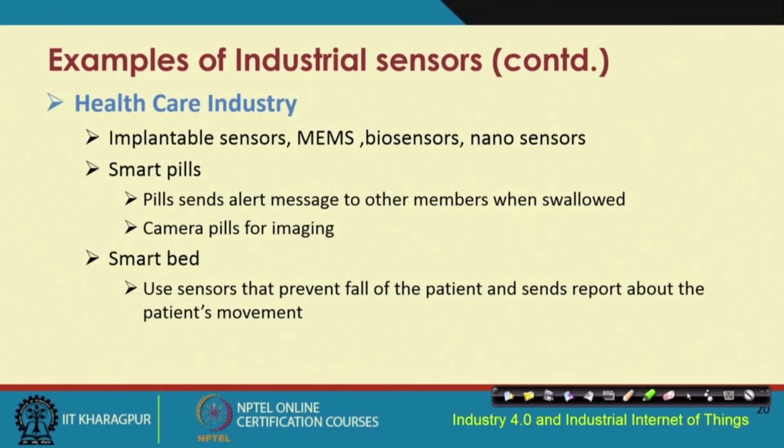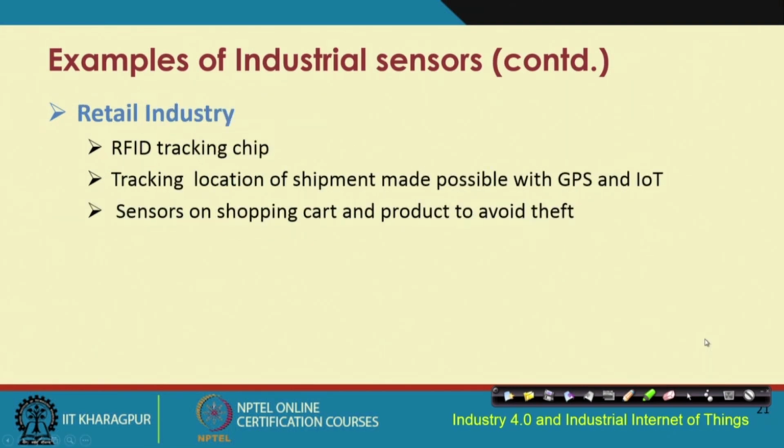Smart beds in the hospitals also use sensors that prevent the patient from falling down and send reports about any kind of movement, suspicious movement of the patients. In the retail industry, industrial sensors are also used. For example, RFID tracking chips, and tracking location of shipments made possible with GPS and IoT. Sensors on shopping carts are also deployed, and by doing so it is possible to avoid theft of different products from the supermarkets and so on.